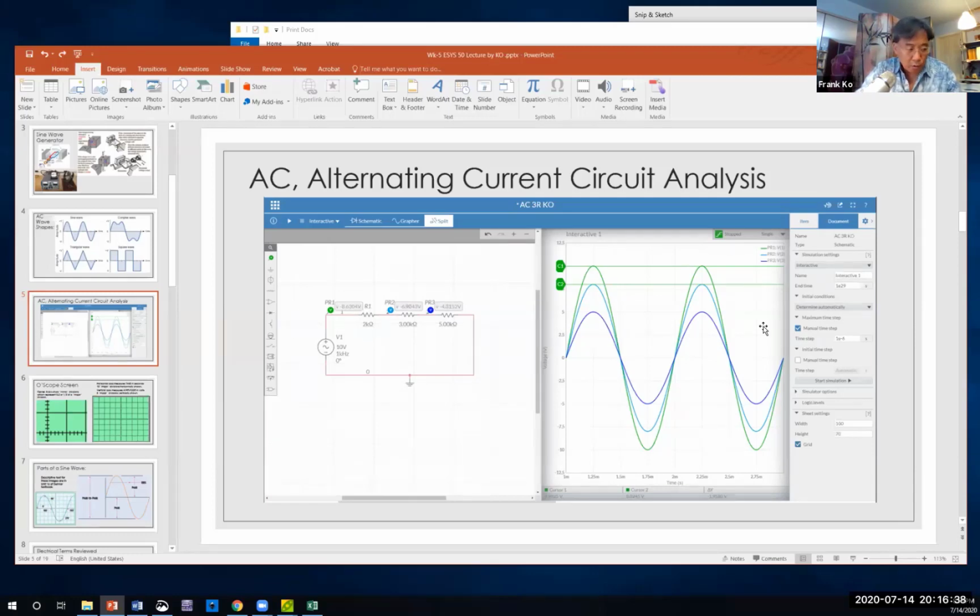It was good to learn Tina. It's good to have it. You can always rely on it for good basic circuit analysis. With this particular one, we can get into some AC and show you some waveforms, and we're about to do this. Let me show you how this is done.